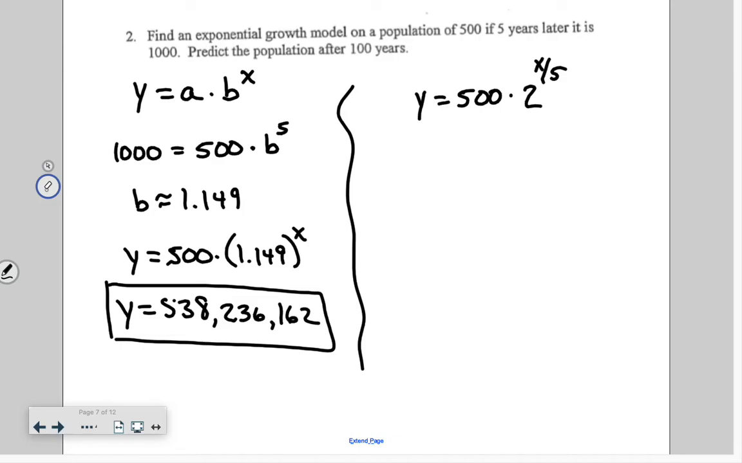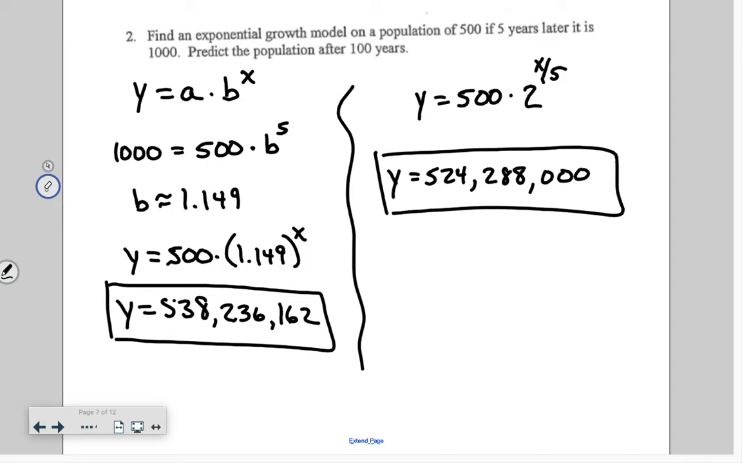That's the idea. And then if you go through and you say, all right, well, 100 years, that means it's doubling 20 times over 100 years. That's what 100 divided by 5 gives you. If you type that in, the answer that you end up with is 524,288,000. Quick question. These are very different answers. There's 14 million difference here. Which one's more accurate?